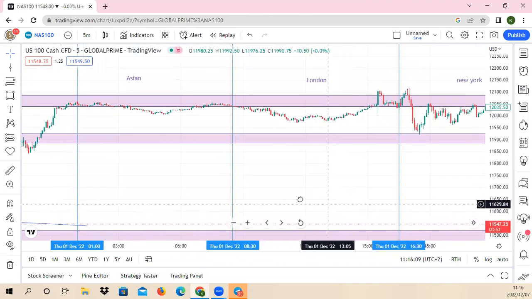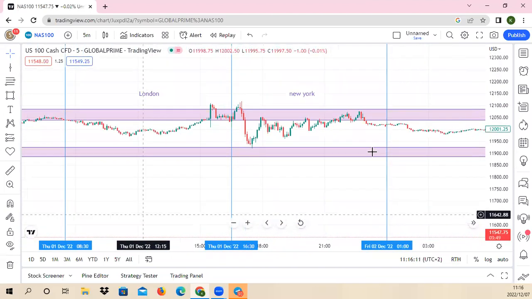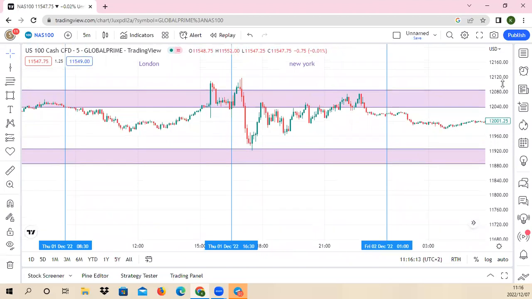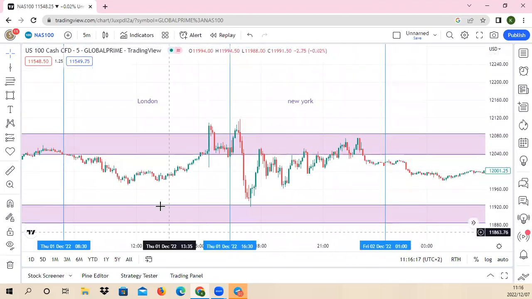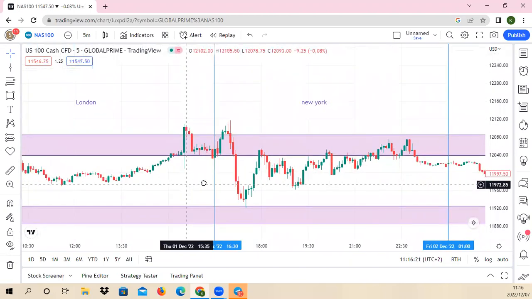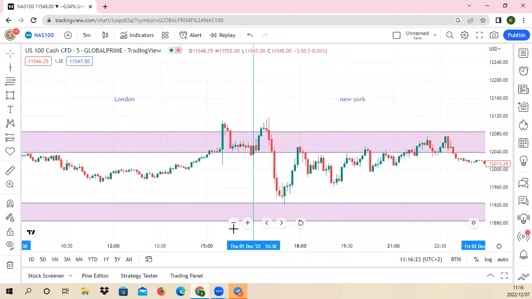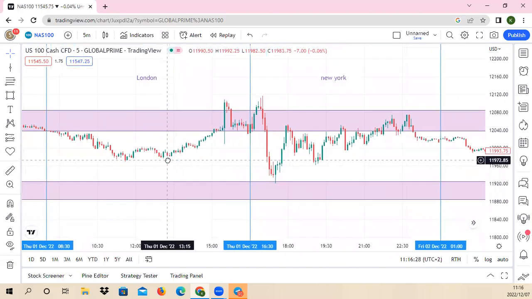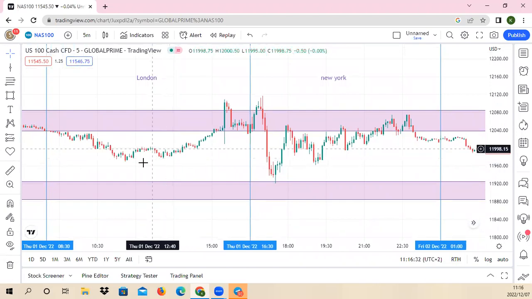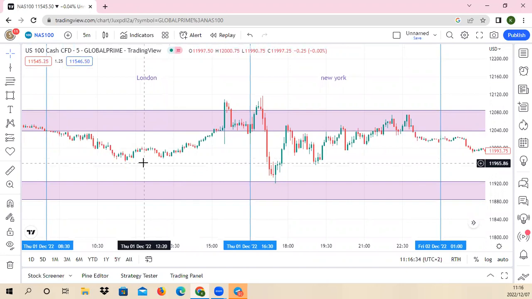Asian, we're not looking at Asian, so we can just cancel out Asian. Let's just focus on our New York session and our London session. Basically the rules of this strategy, you have to note them. They're very easy to remember. What happens in the market is that when the London session opens, you have to mark three things in the London session.